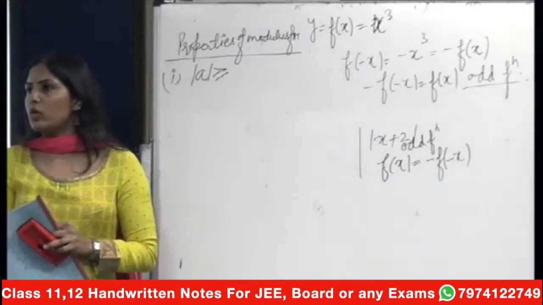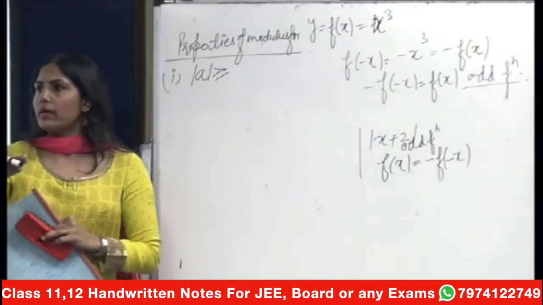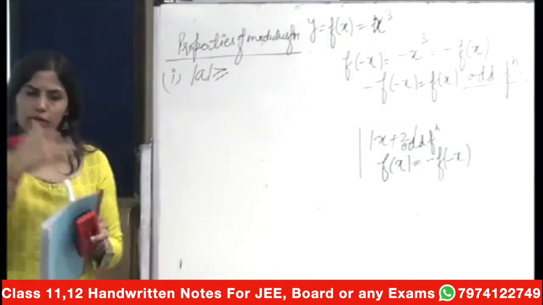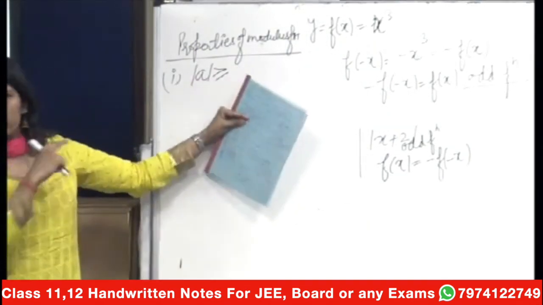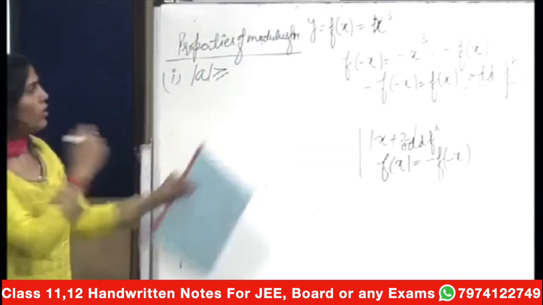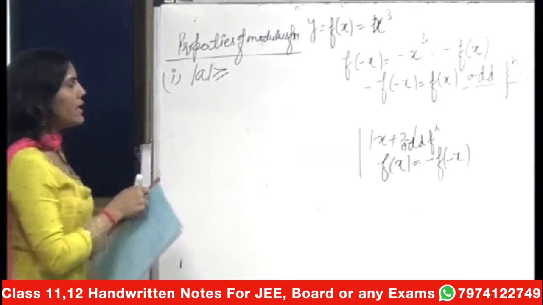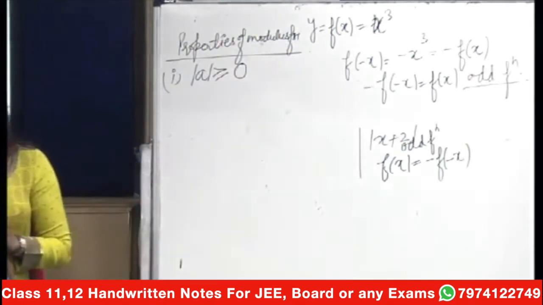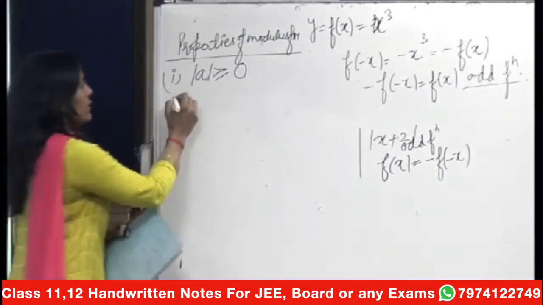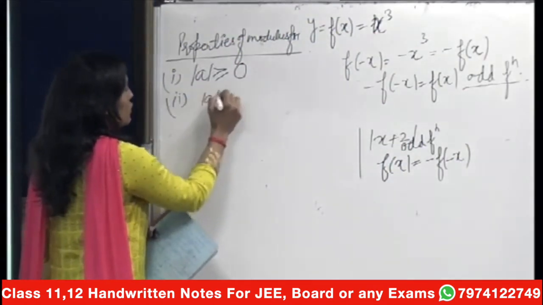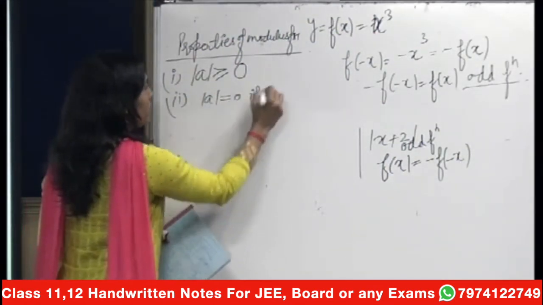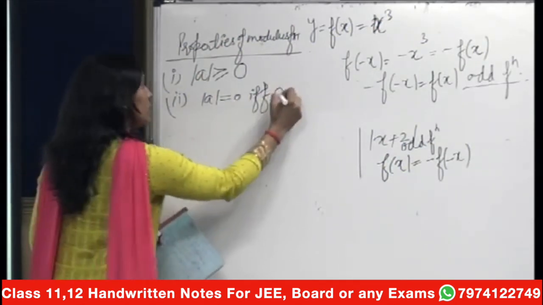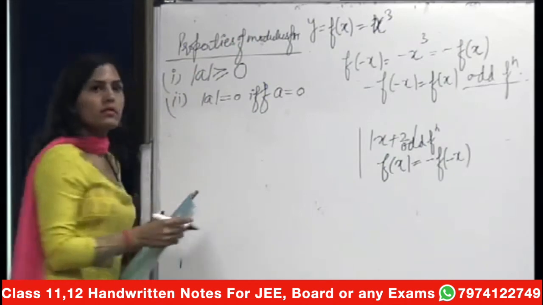What is the modulus function basically doing? It is mapping to its positive value. But in coordinate geometry, in complex numbers, the definition is totally different. So first you understand the real number theory. The modulus of any real number is always greater than or equal to 0. All agree? Second, it is equal to 0 if and only if that real number is 0.